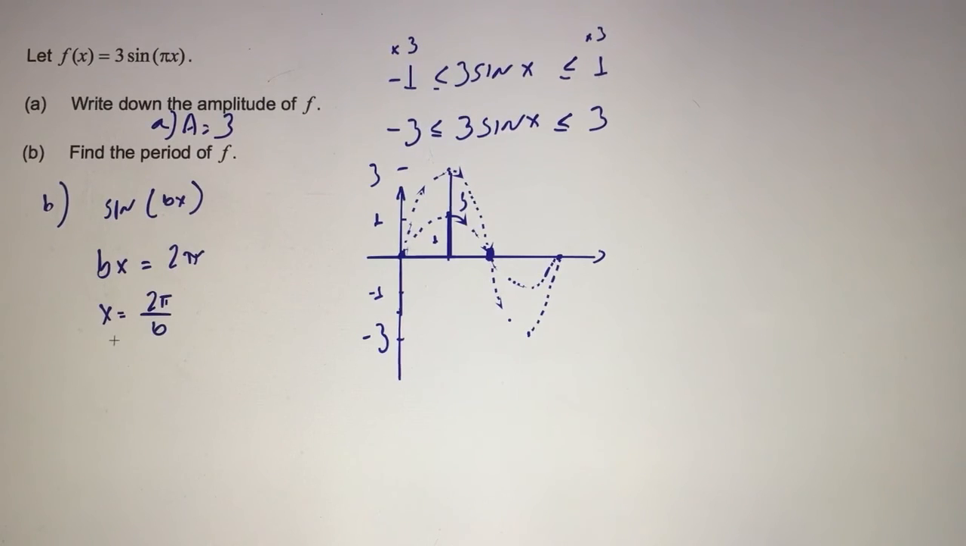So let's do that. I know that pi times x is going to be 2 pi. And in order to isolate x, I have to divide both sides by pi. So that will become 2 pi over pi, which will be 2. So that's the new period, 2.